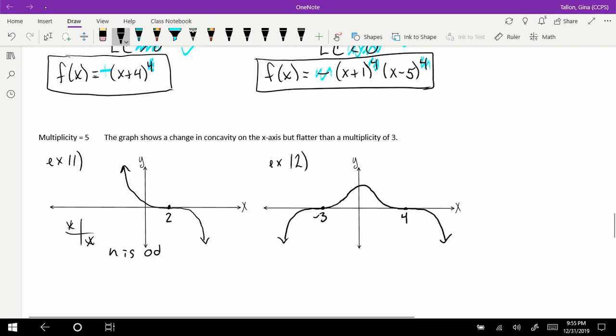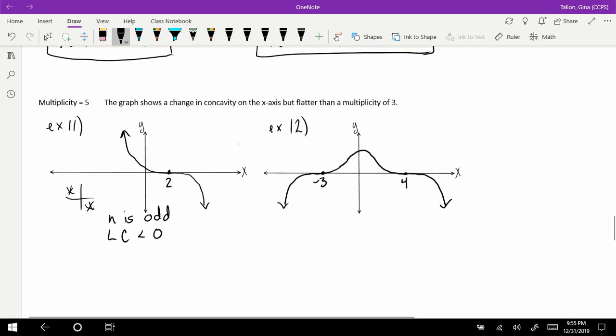Degree is odd. Even degree polynomial functions, let's not forget, start and end in the same direction. Odd degree are opposite directions. So n is odd, just like y equals x cubed. However, y equals x cubed starts low and ends high. I want something to start high and end low, so that would be like y equals negative x cubed. My leading coefficient, therefore, must be negative.